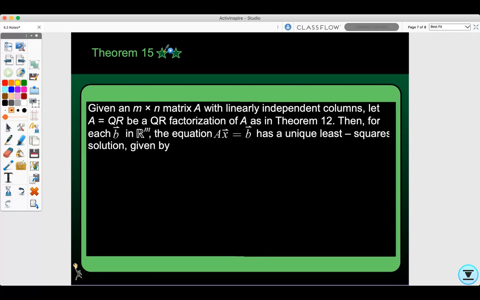Given an m by n matrix A with linearly independent columns, let A equal QR be a QR factorization of A as in Theorem 12. Then for each vector b in Rm, the equation Ax equals b has a unique least squares solution given by x hat equals R inverse Q transpose times vector b.